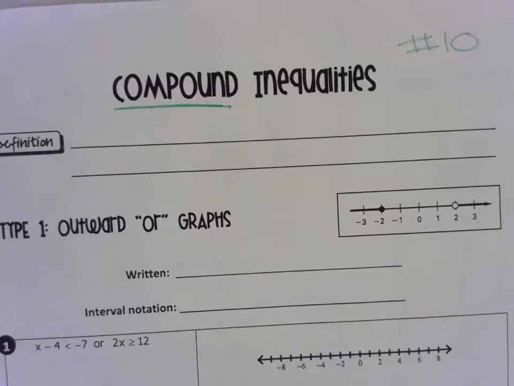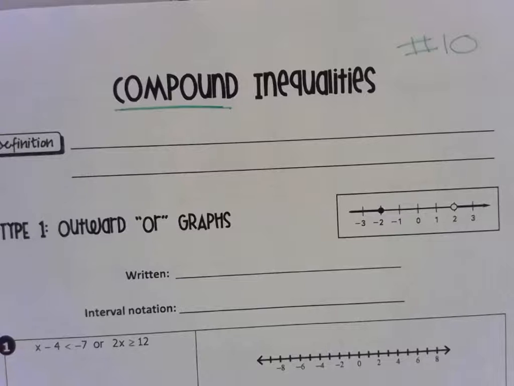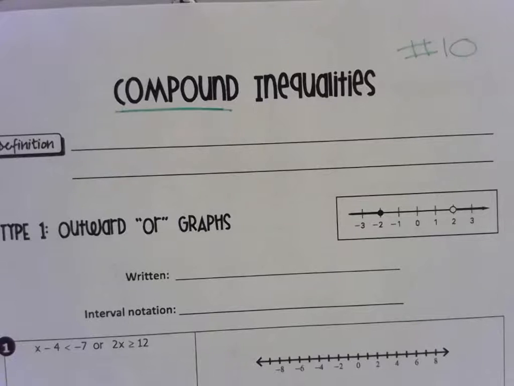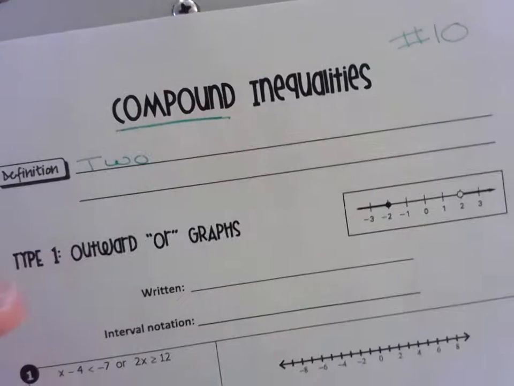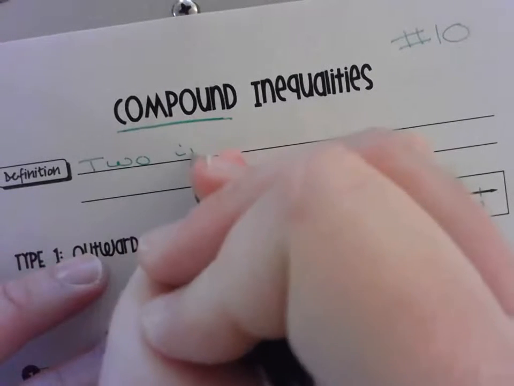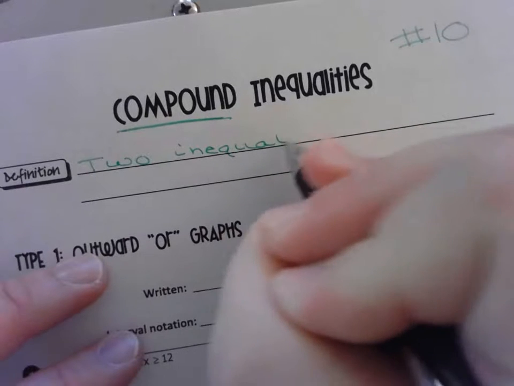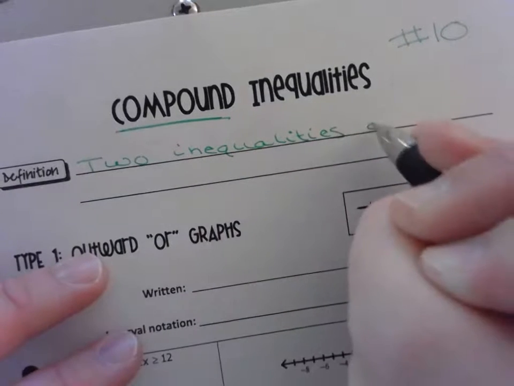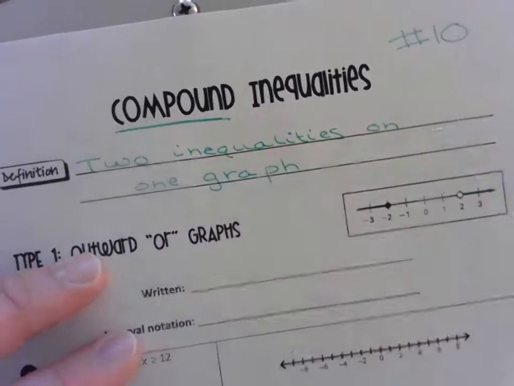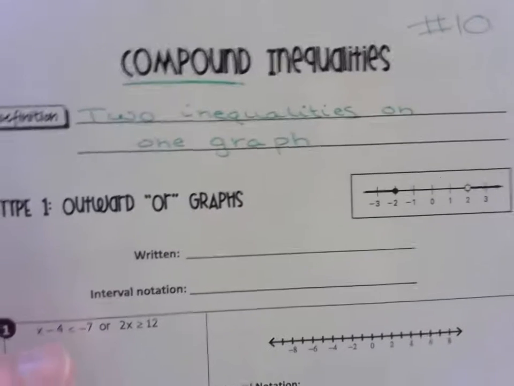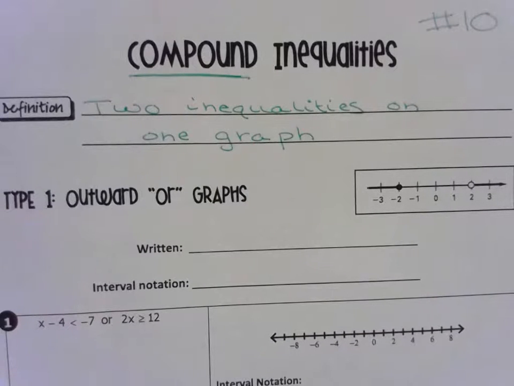A compound inequality is the same idea. We are taking 2 inequalities and combining them into one. So basically you're doing what we did on the last notes on Friday. You're just doing it twice. Okay? So the definition is 2 inequalities on one graph. It is the same process to solve them. You solve the inequalities like normal. You just have to solve 2 inequalities and then graph them on the number line.